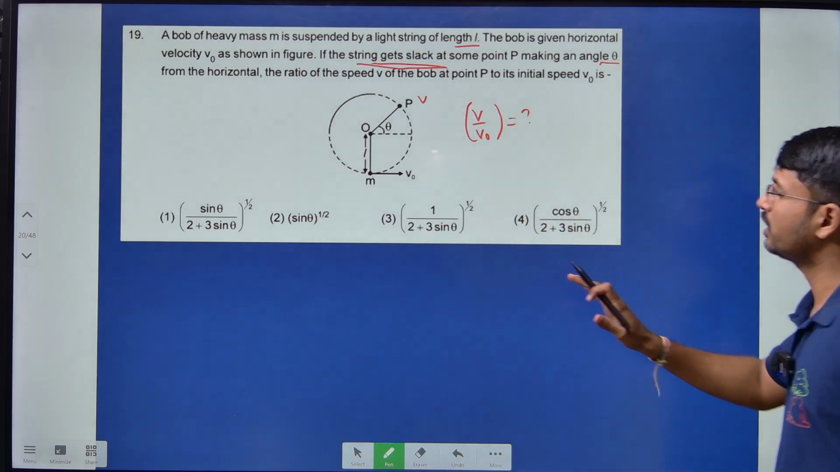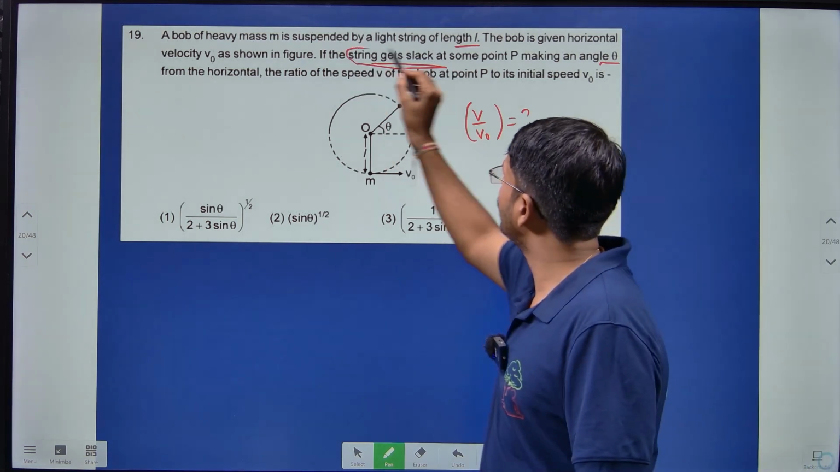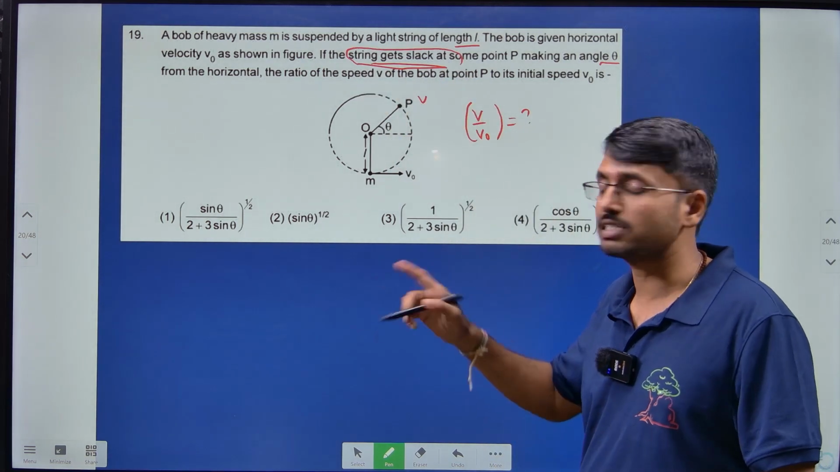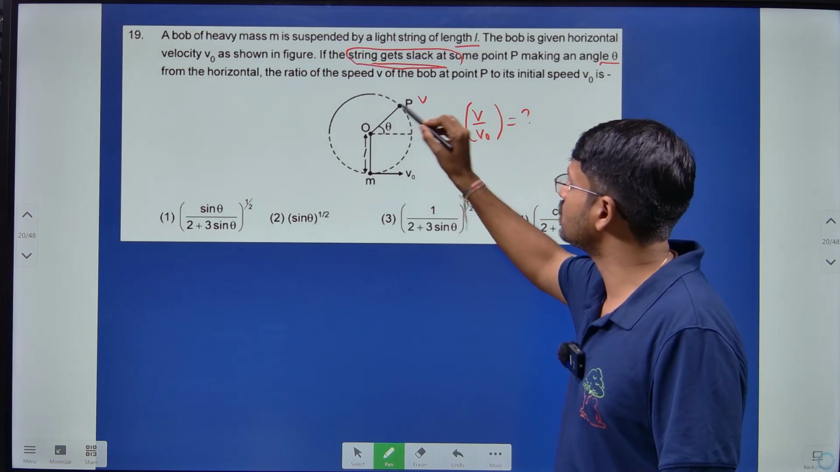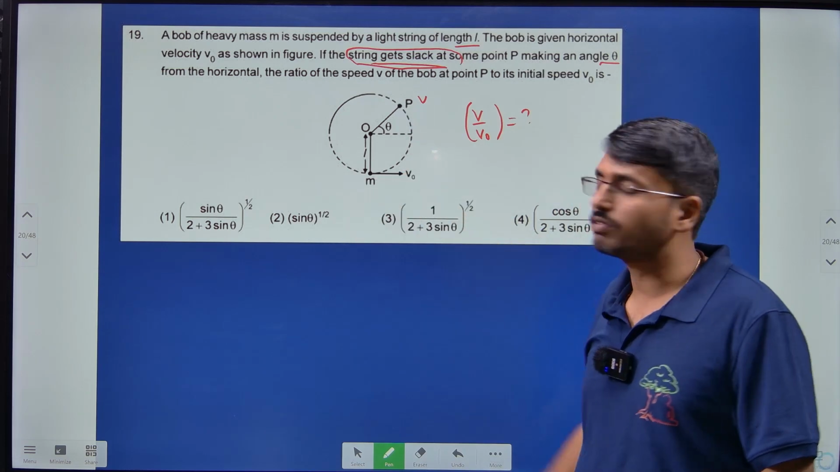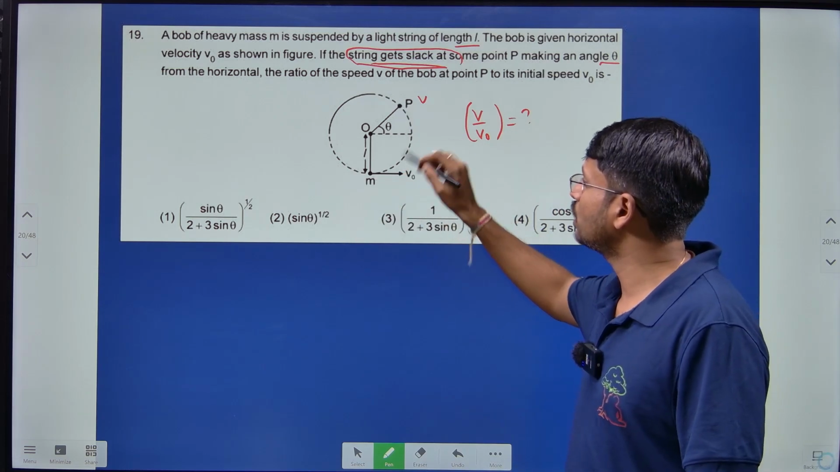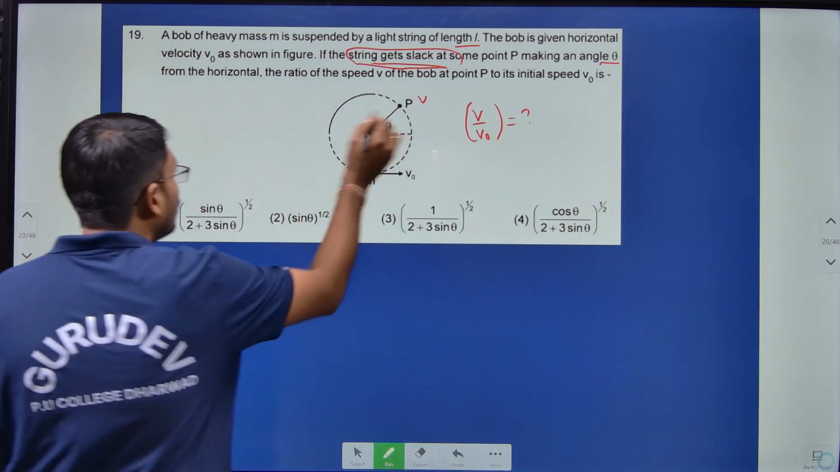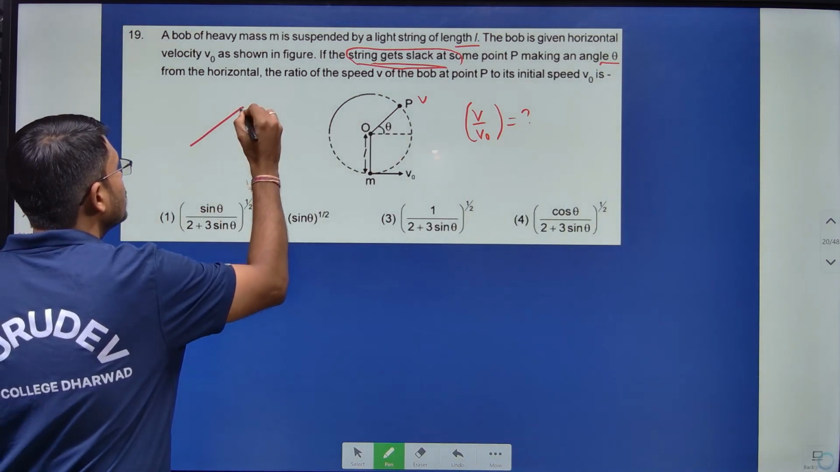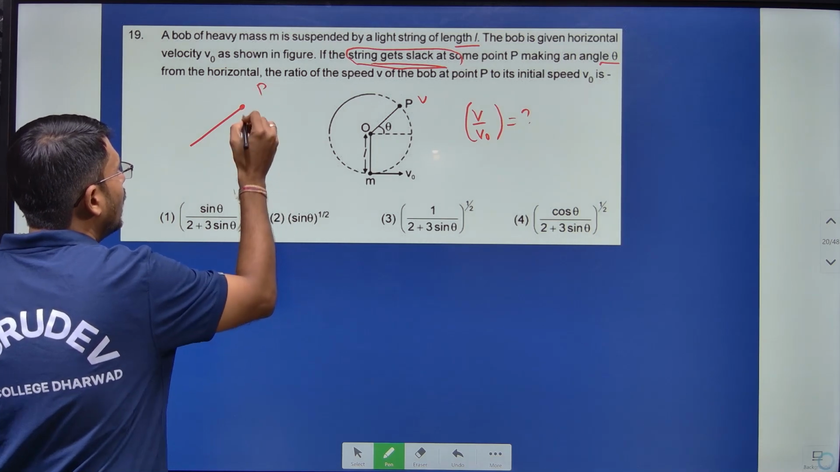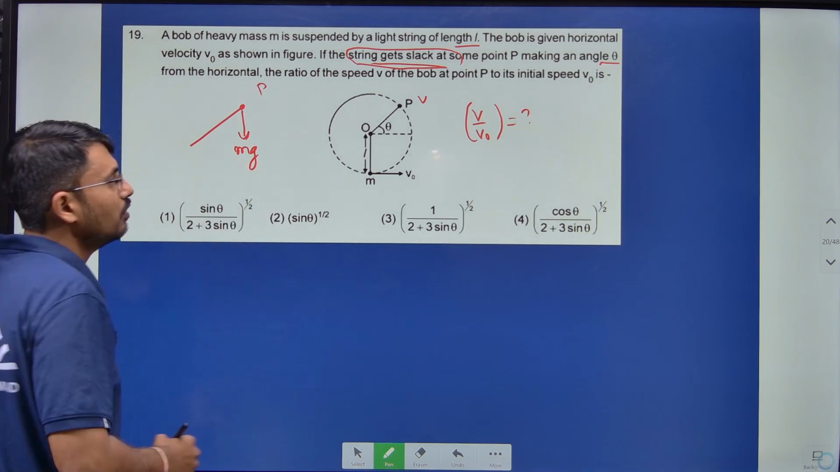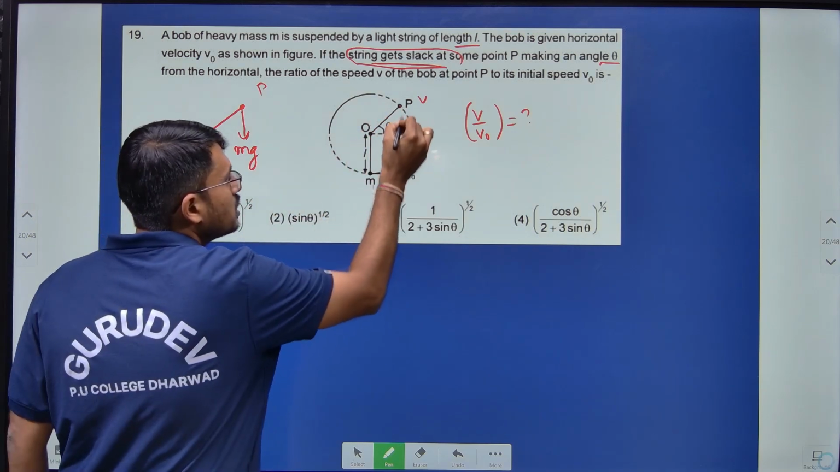So in this particular case, this is the one we have to understand. Whenever it gets slack, what happens? The tension becomes equal to 0. So then what is the equation? If you look at this particular point P, this is the point P, and at this point we have mg acting in a downward direction. Vertically downward always, mg is in this direction.